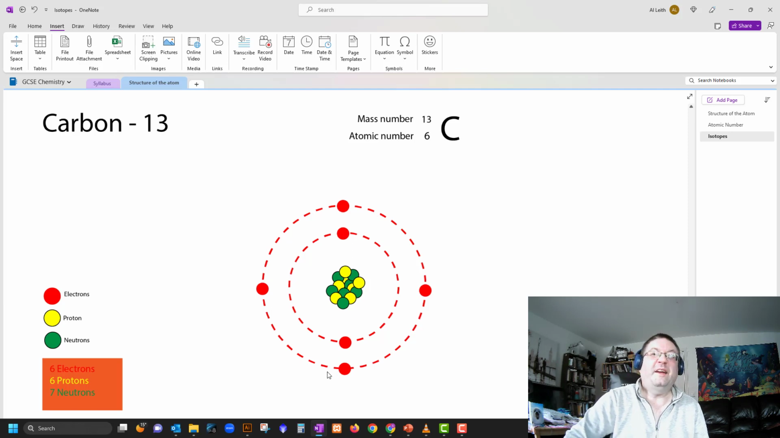I realise I've jumped on ahead a bit there. We are going to get to that, so just bear with me. But you can see here the mass number is now 13, and we've got the atomic number of six. We have got six protons in here, and an atomic mass of 13. So 13 minus 6 leaves 7. So we've got 6 protons in there and 7 neutrons.